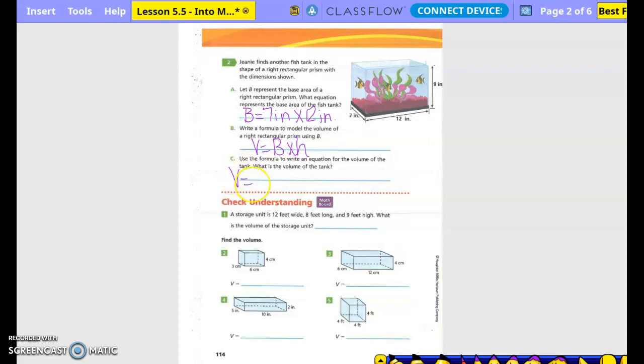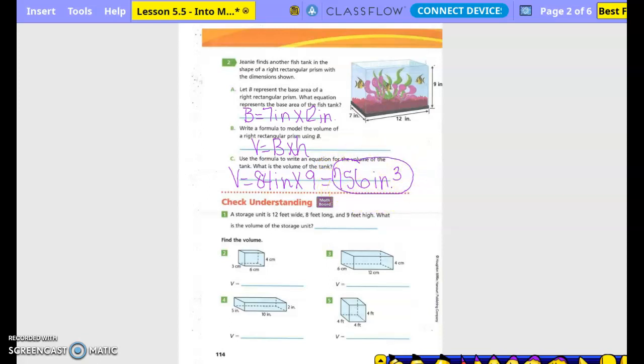So V equals, what is the base area? What is 7 times 12? 84 inches times what's our height? 9. Okay, so 9 times 4 is 36. Mentally carry the 3. 9 times 8 is 72, plus 3 is 75. So 756 inches cubed, or you could write 756 cubic inches.